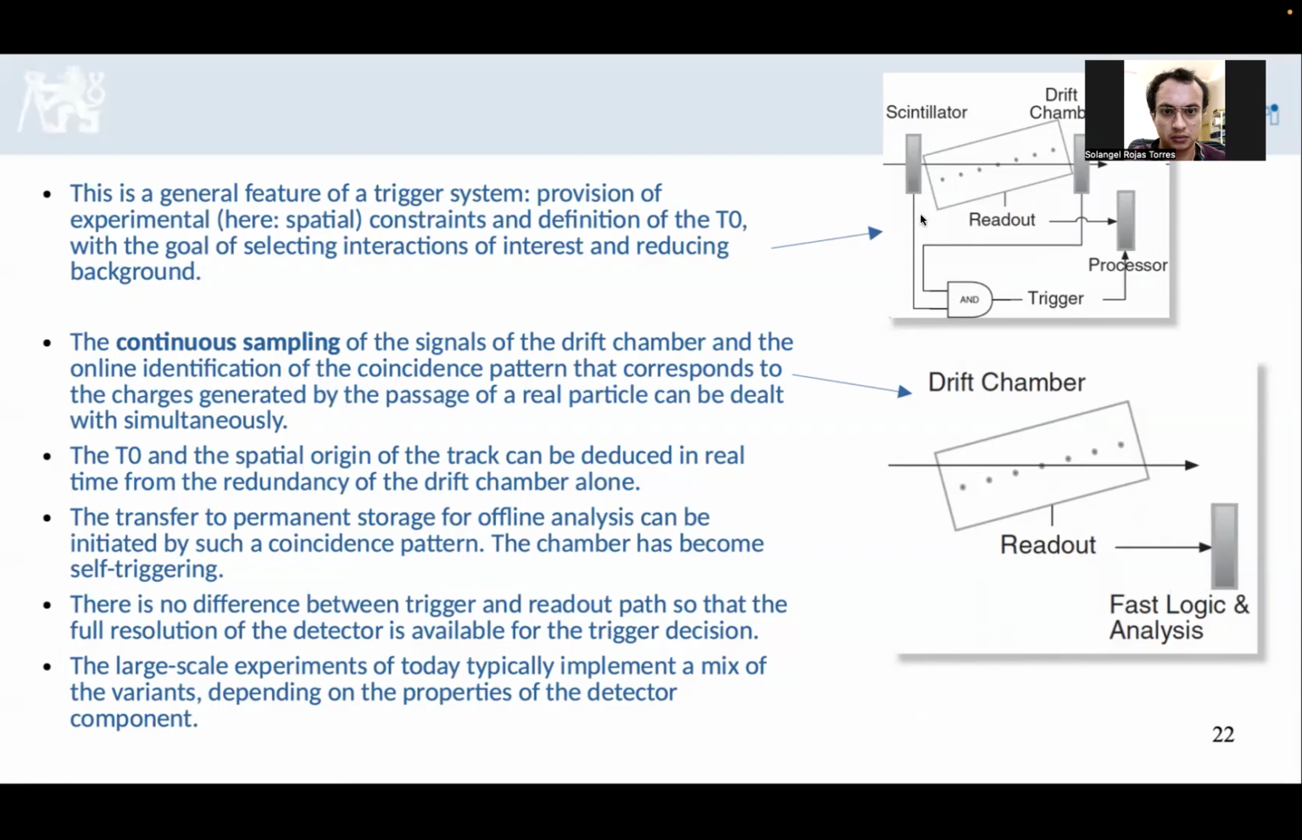This is just an explanation that with this setup you can have a trigger which has a very good selection with respect to background. This reduces the background, but you can have some special constraints, which you may or may not be interested in. Then for continuous sampling, you don't have this coincidence, but you need to do this fast analysis.